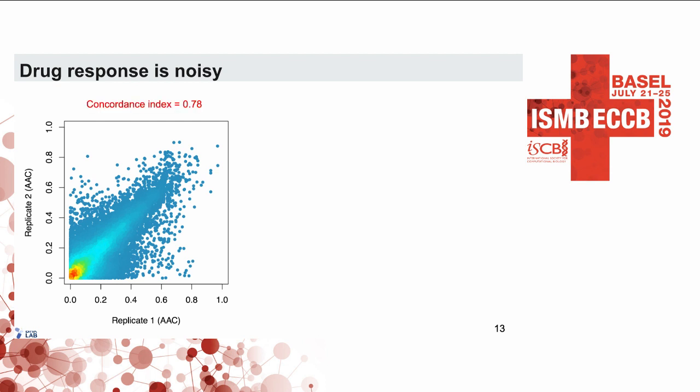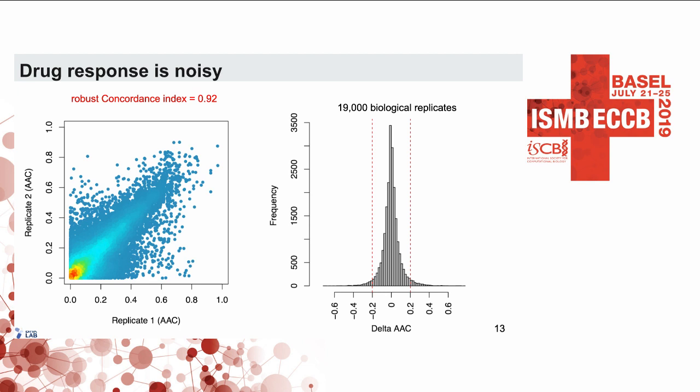If we use the concordance index itself, the concordance index that you see is about 0.78. It's our highest concordance that we can reach because it's from the biological replicates. But that's not what we expect. We expect something very correlated to be our highest. So we introduced RCI, the robust concordance index, that can reach 0.92 for these biological replicates. The way we developed RCI is by looking at the distribution of the difference between these AAC values in biological replicates. As you can see, I plotted it on the right side.